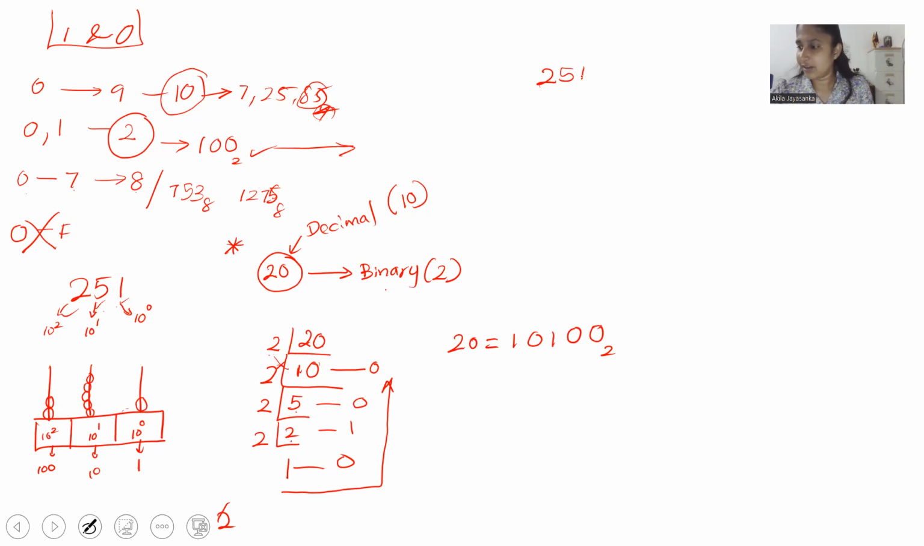Right. Okay. We can divide this one. Let's divide by using 2. The 251 is a decimal number. Now we are going to convert this one into binary format. So let's take it 1 digit by 1 digit.